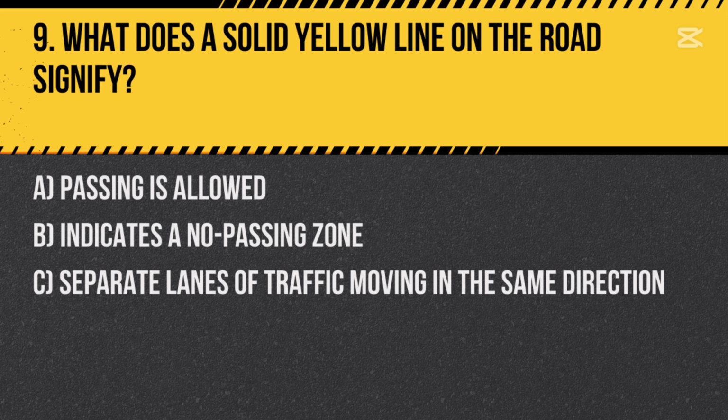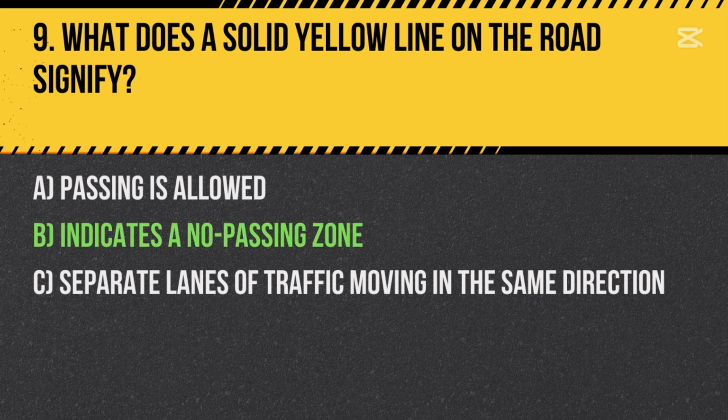Question 9. What does a solid yellow line on the road signify? A. Passing is allowed. B. Indicates a no passing zone. C. Separate lanes of traffic moving in the same direction.